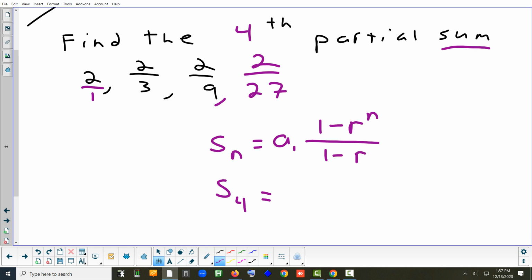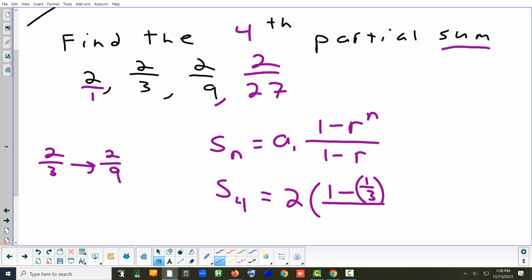Okay, what's the first term in that sequence? 2. Yep, we get a 2. Times 1 minus, and now we got to figure out what we're multiplying by each time. So Alex, let's just look at this one. To get from 2/3 to 2/9, what did you multiply the top by? 1. And what did you multiply the bottom by? 3. So overall, what are you multiplying by? 1/3. Exactly. So R in this case is going to be 1/3.